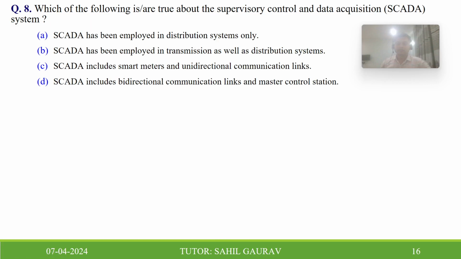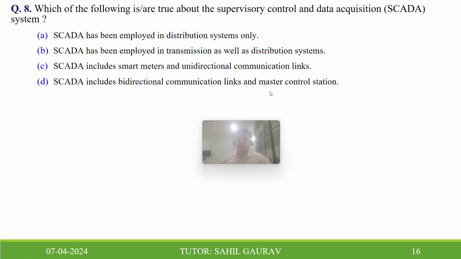Now let us see the next problem. Which of the following is/are true about the supervisory control and data acquisition system? I just want to tell you that this is a nice problem. This is a multiple select question, MSQ. More than one choice is correct.